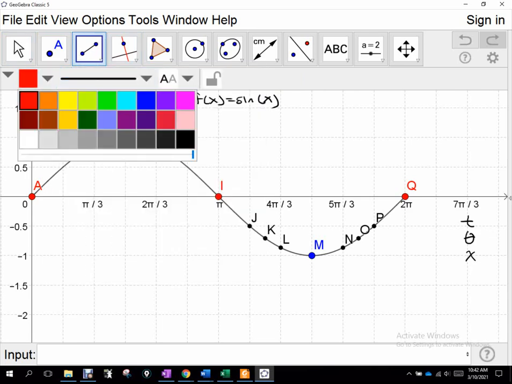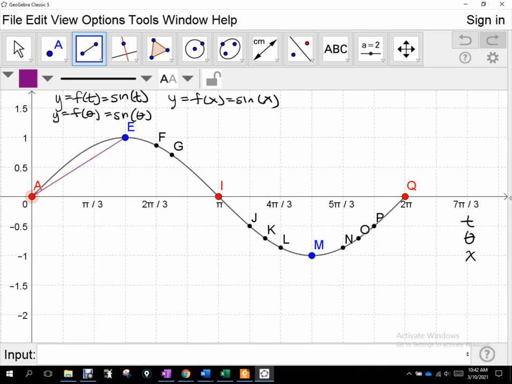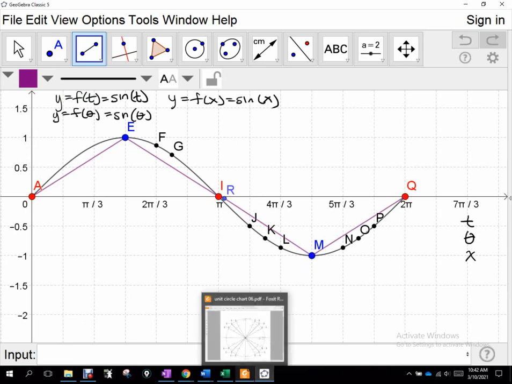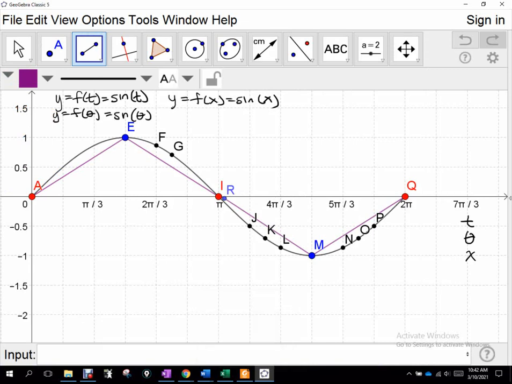What I want to make sure that we understand, and I get this every year, is that we do not do this. That purple stuff is not the sine function. Okay, the sine function is smooth, not rigid. Does that make sense? Okay.